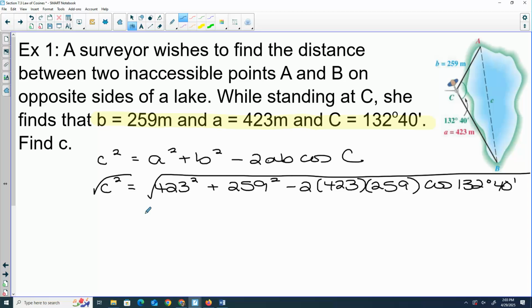And what'd you guys get? It's a lot to type in. That's 628 meters.